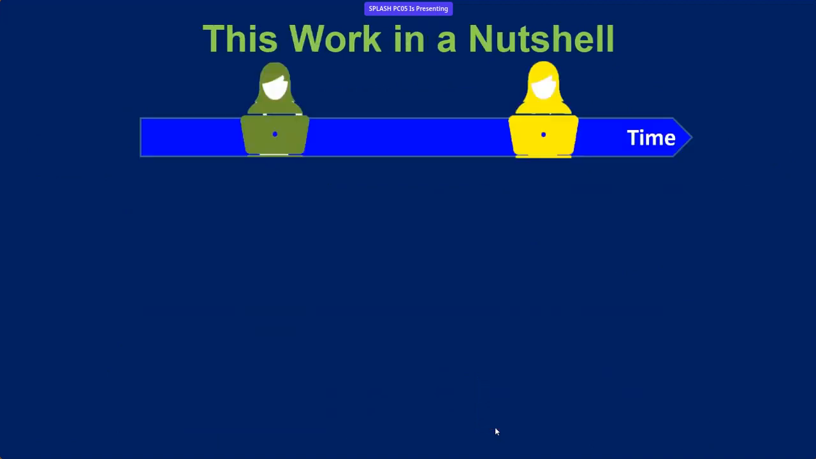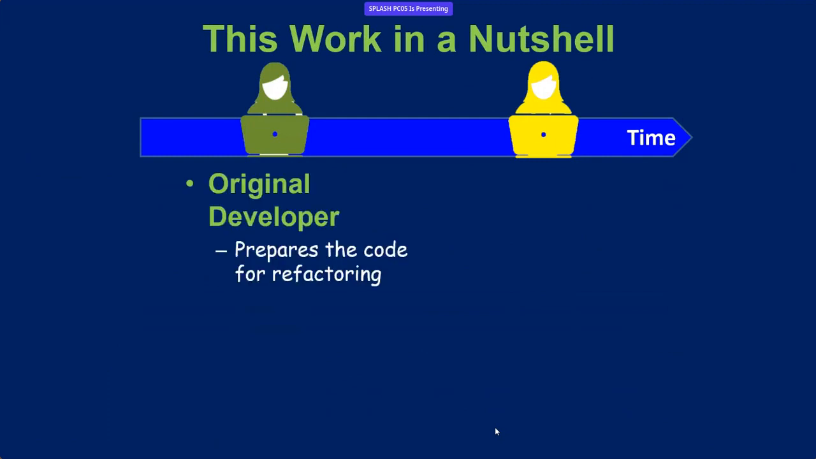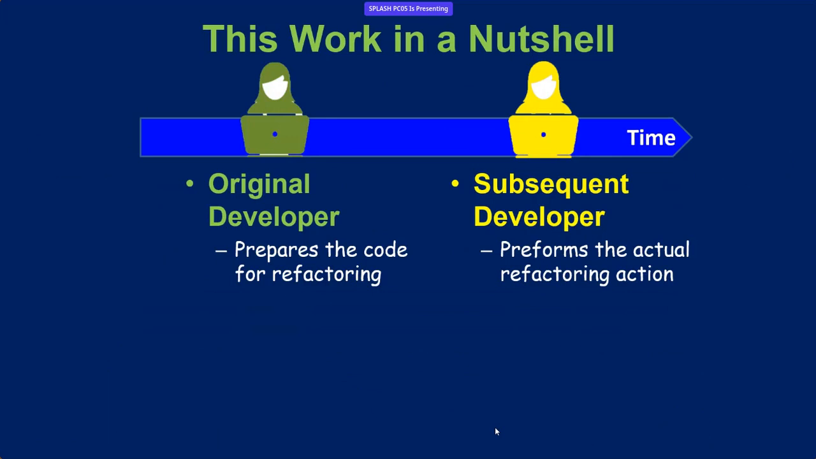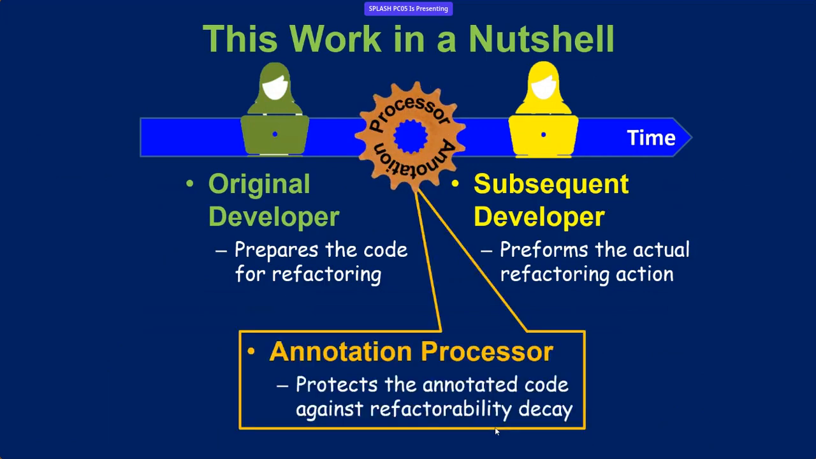In this work, we present a different refactoring process in which the original developer just prepares the code for refactoring and annotates relevant segments. The actual refactoring action is done later by some other developer, and in the meantime, the annotation processor protects the annotated code against refactorability decay.